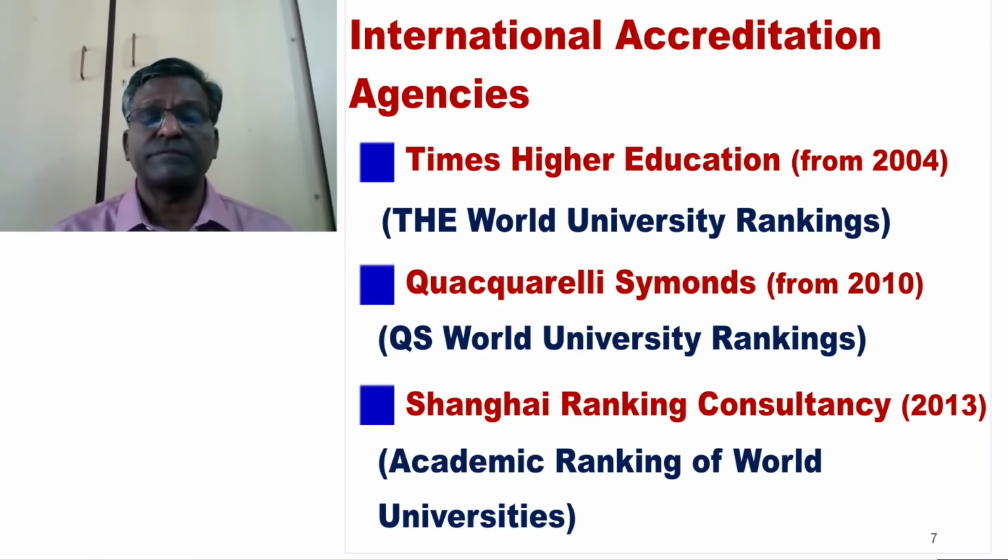So, ladies and gentlemen, these are the three main agencies at the international level that are involved in assessment and accreditation. The first agency is Times Higher Education. They are in this field right from 2004. In fact, they are the oldest agency and they have been in this business for the last 16 years. Then we have another British agency called Quacquarelli Symonds. They are in operation from 2010 and they bring out the QS World University Rankings.